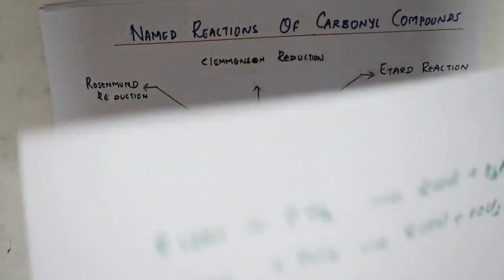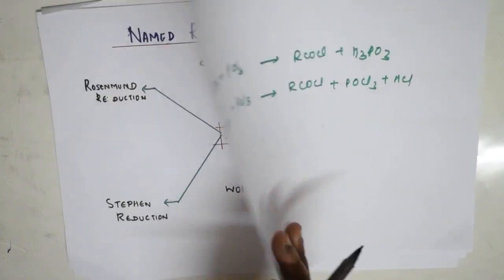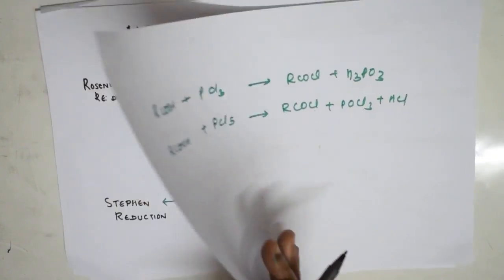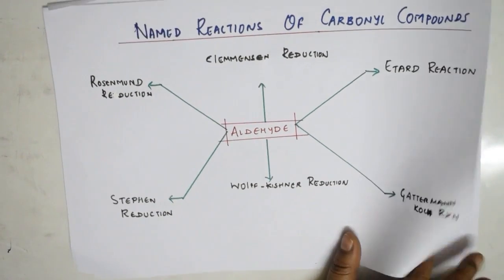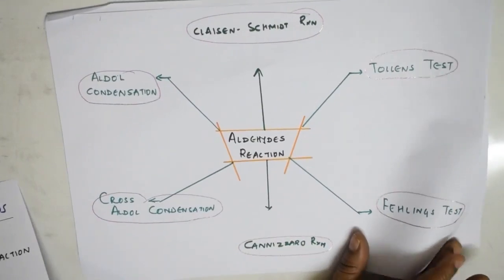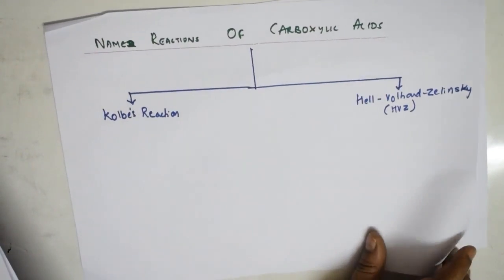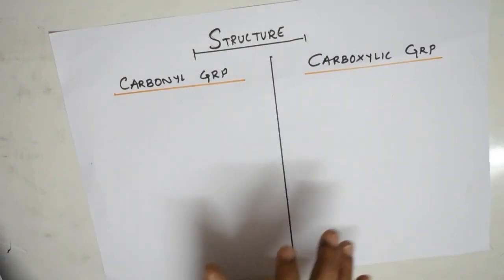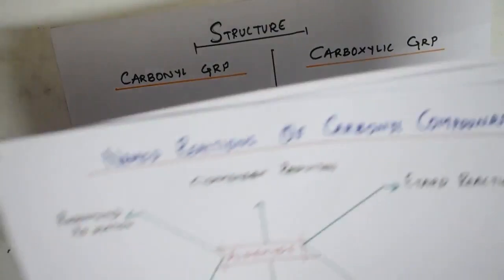So these are the chemical reactions of acids, right? As I said, I'll meet you again with the next topic, that is name reactions of carbonyl compounds. I'll be taking 2 pages, and after that I'll be teaching you the name reactions of carboxylic acids, and then I'll finish off with the structure of carboxylic acid as well as carbonyl group in my next video.